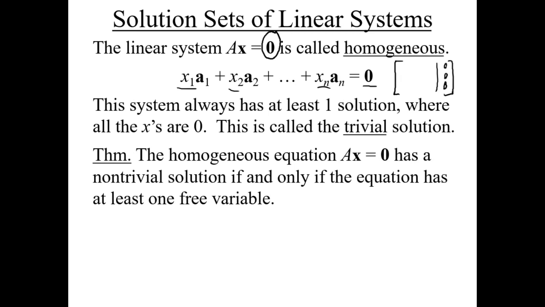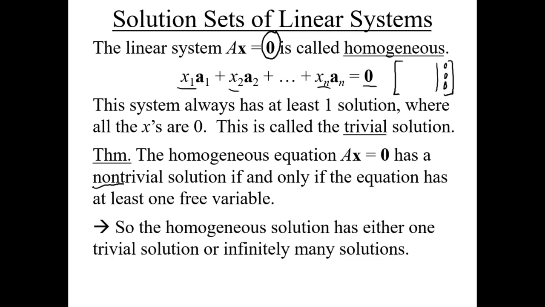So this is saying that if there is a non-trivial solution, the only way that's going to happen is if there's at least one free variable. In other words, if there's a non-trivial solution, then we must be in the case where there are many solutions, where there's a free variable. So either there's one solution, meaning it's trivial, or there's many solutions, and in which case we've got those non-trivials. So the homogeneous equation either has one trivial solution or infinitely many solutions, one of which is the trivial one.